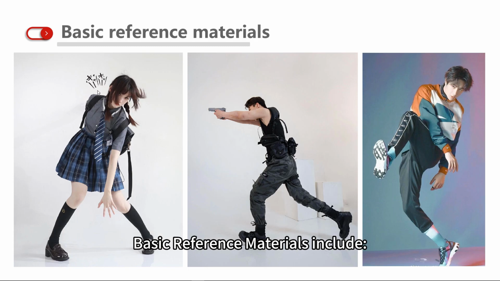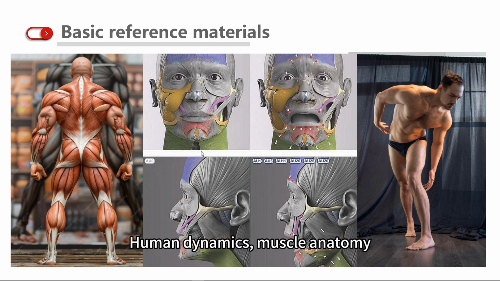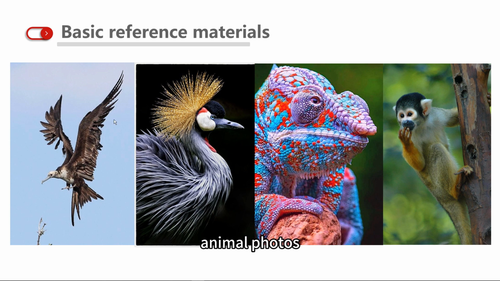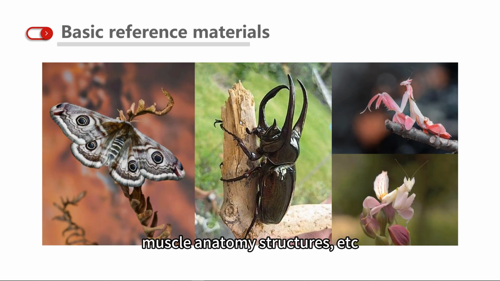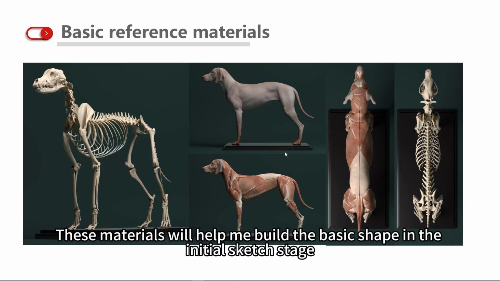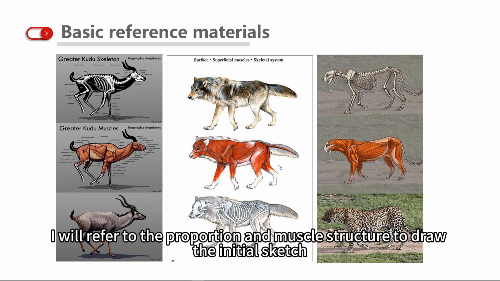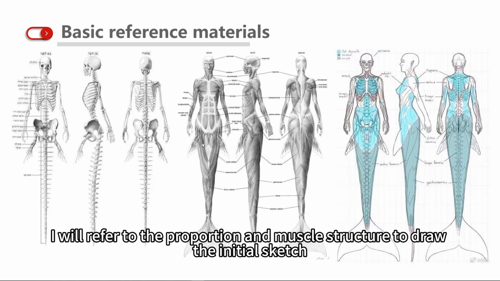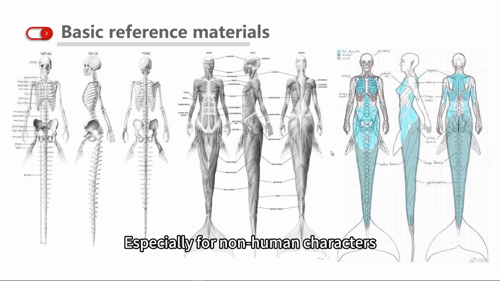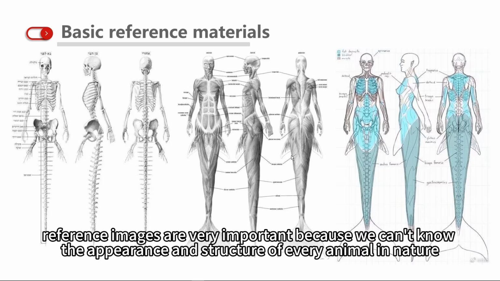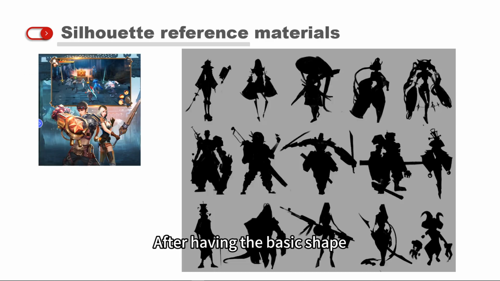Basic reference materials include human dynamics, muscle anatomy, animal photos, biological skeletons, muscle anatomy structures, etc. These materials will help me build the basic shape in the initial sketch stage. I will refer to the proportion and muscle structure to draw the initial sketch, especially for non-human characters. Like creature design, reference images are very important because we can't know the appearance and structure of every animal in nature. After having the basic shape, it's like having the initial skeleton.